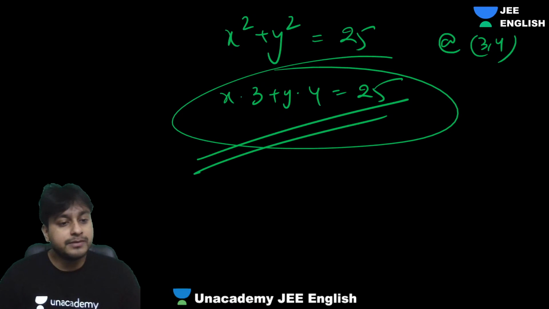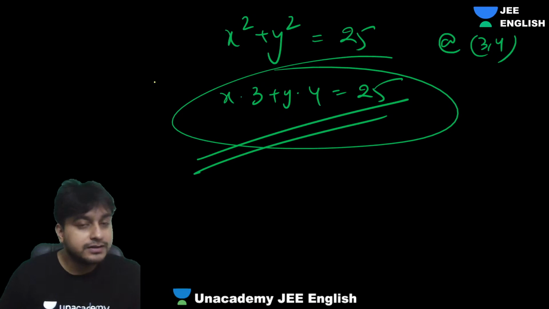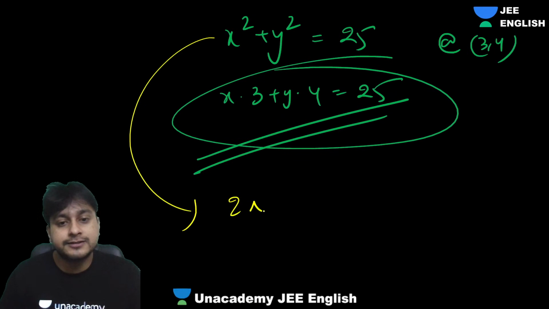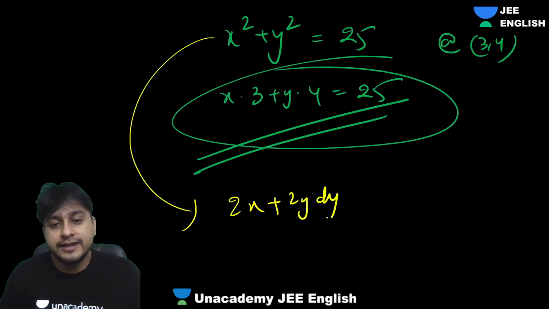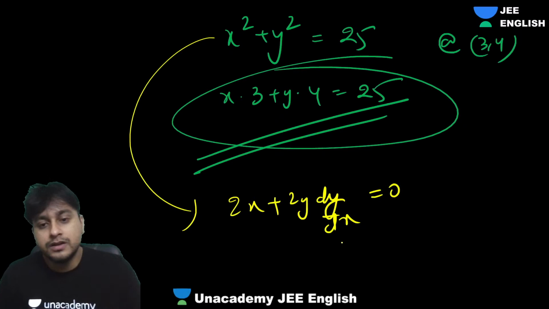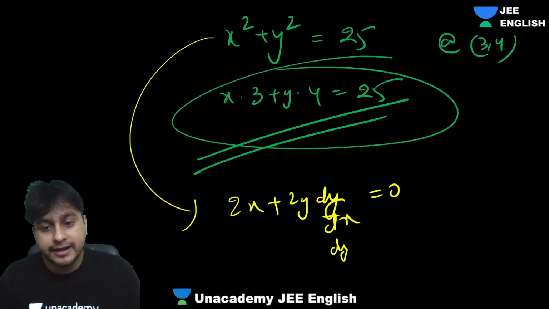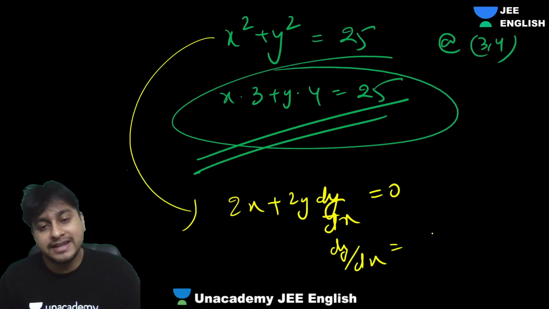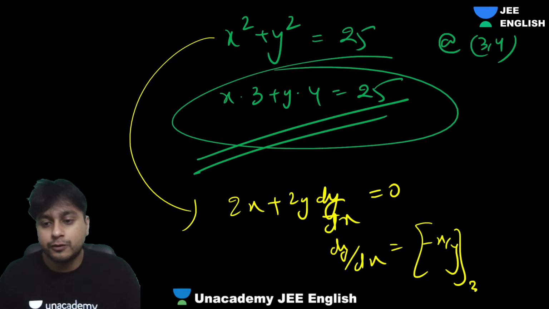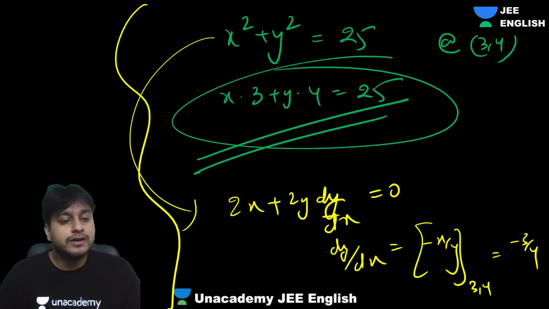Also, some people might use differentiation. If you differentiate this, what will you get? 2x plus 2y dy by dx equals 0. So dy by dx will be minus x upon y. At which point do we want it? x1, y1, that is 3, 4. So the slope will be minus 3 by 4.